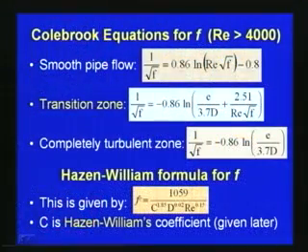Another kind of equation is the Hazen-Williams formula for the friction factor f. This is given as f is equal to 1059 divided by C to the power 1.85, D to the power 0.02, Re to the power 0.15, where C is the Hazen-Williams coefficient.